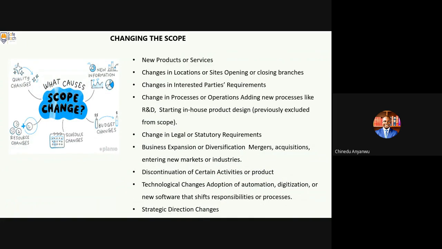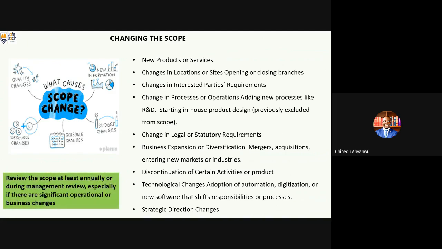Now, sometimes scope changes. And if a scope changes, you need to find out what can lead to those changes in scope. So what are the things that can lead to changes in scope? New products or services, changing location or sites, opening or closing of branches, changes in interested parties requirement, changes in processes or operations, adding a new process. For instance, if you were not into design, you decided to include design, changing in legal or other requirements, business expansion or diversification, discontinuation of a certain activity or product, technological changes, and of course, strategic direction. When your strategic direction changes, obviously, most likely, your scope will change.